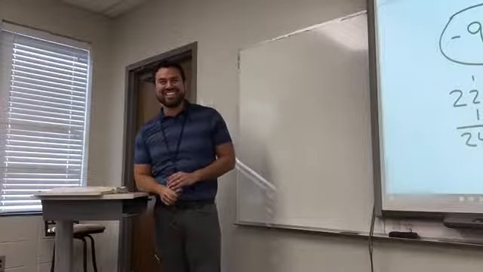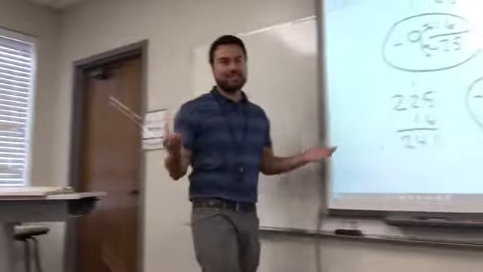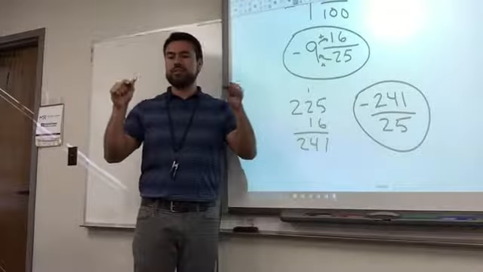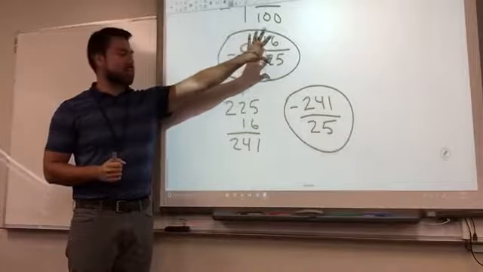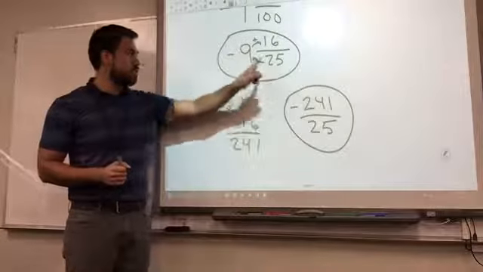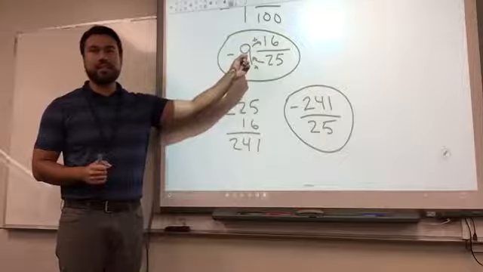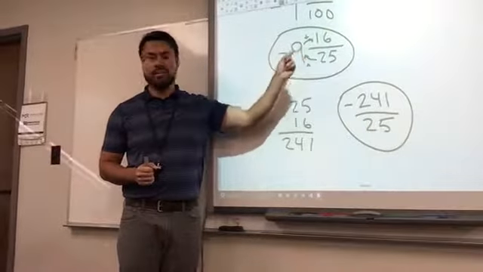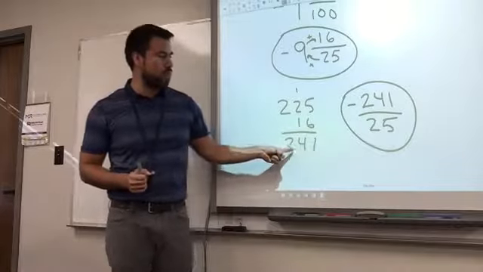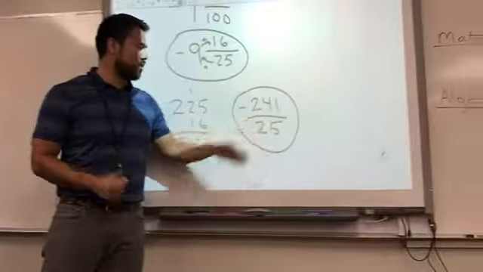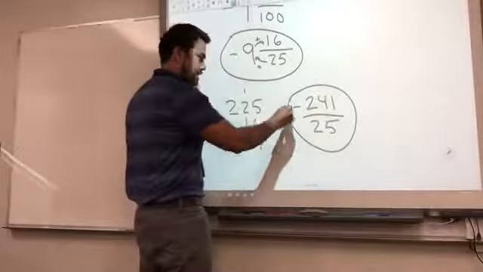Wow. All right, how many of you, and this is something you have to know, not particularly for this lesson, but you should know it, how to change a mixed number into an improper fraction. So you multiply 25 times 9, what's that? 225. Then you add the 16, you get 241. And then you just write 241 over 25. Negative. Yes, negative, right here.